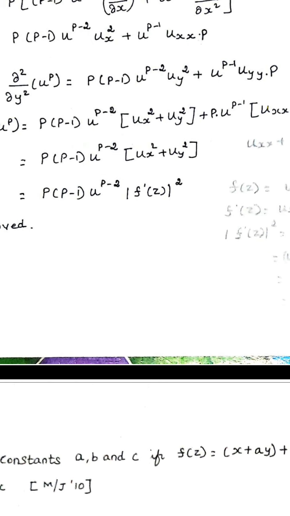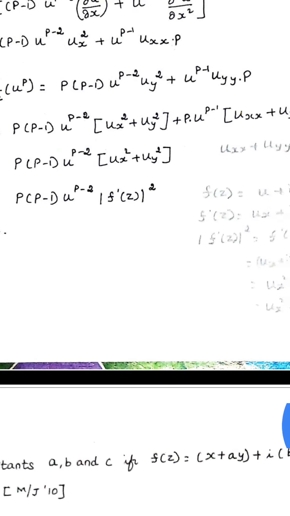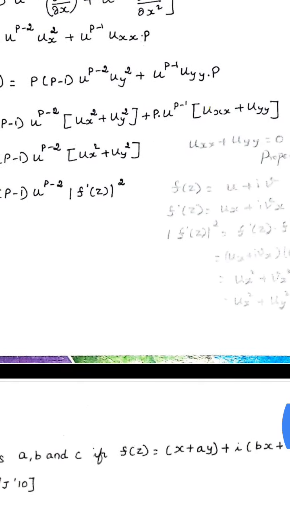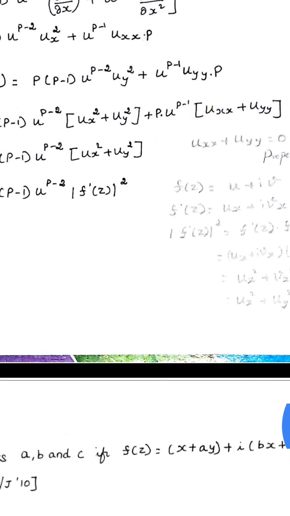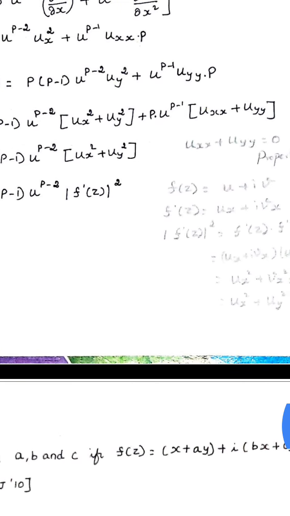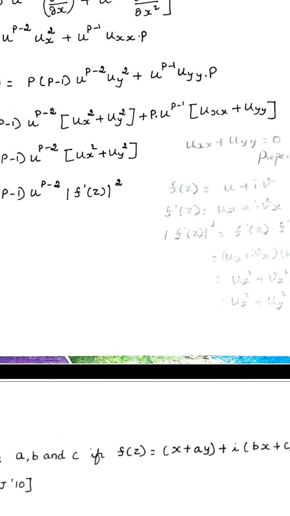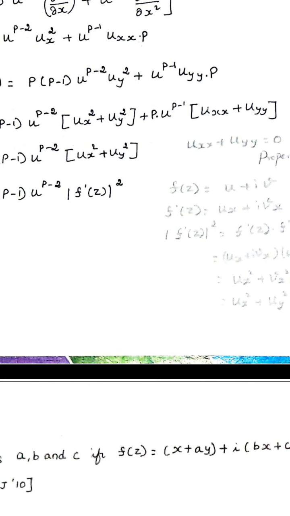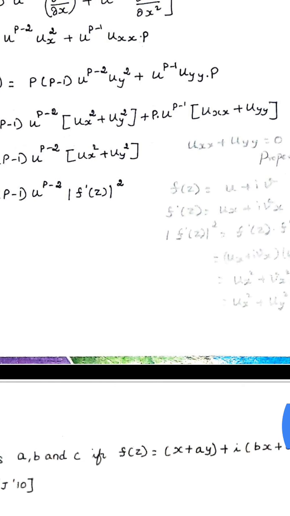P into u power p minus 1 will be common. Then what will be inside? Uxx plus uyy. In this one we know that uxx plus uyy is equal to 0. How? By property number 3. What is property number 3? The real and imaginary parts of an analytic function satisfy the Laplace equation.